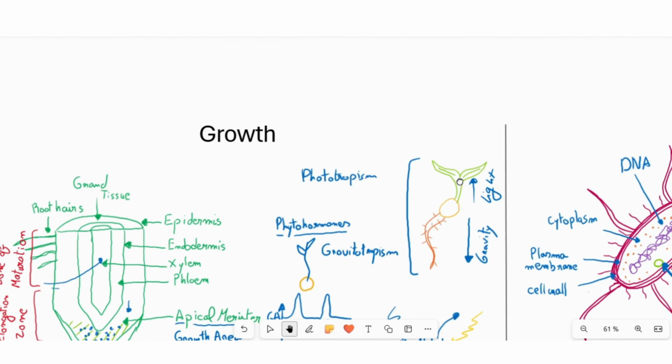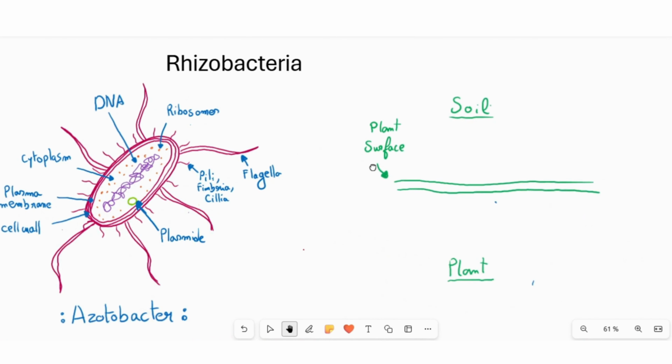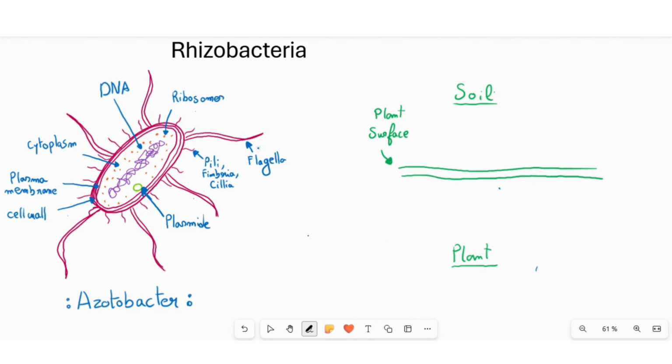Now we're gonna move on to the Rhizobacteria itself. Rhizo, I think we have already concluded that it means root. So they are the bacteria which exist on the root level. And the root level and that space is what we call the rhizosphere, right? The rhizosphere is the soil, the plant, and we have the plant surface as well.